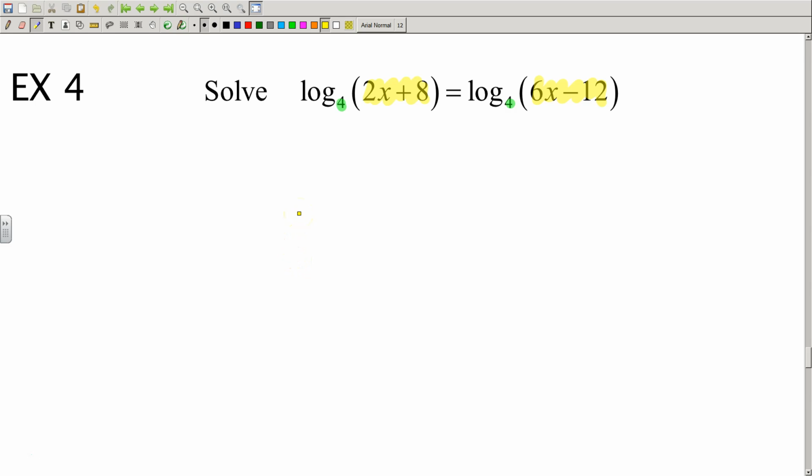Right? If they're sitting there equal and we have the same exact base there as well, well, it makes sense that the insides would have to be the same thing as well. There's no other way around it. So we can just get rid of the logarithms and say that just means that 2x plus 8 has to equal 6x minus 12. And that is a simple way to break this problem down and solve now.